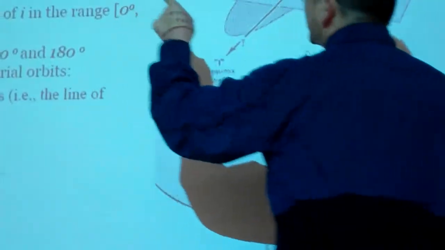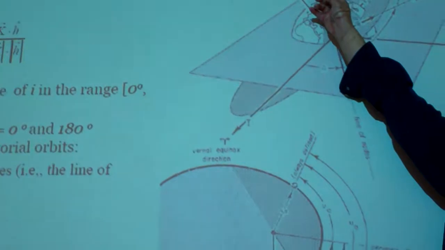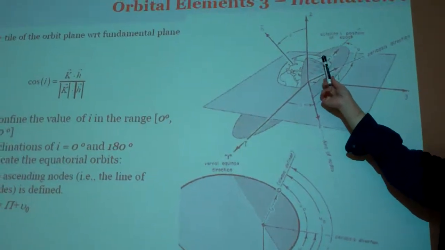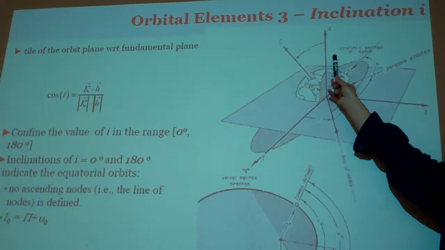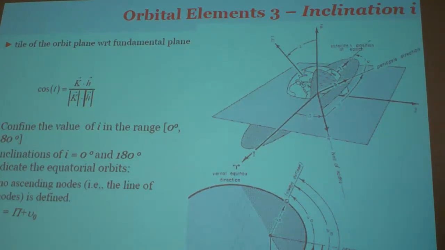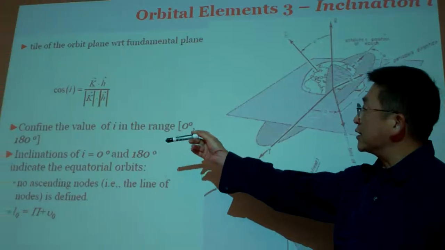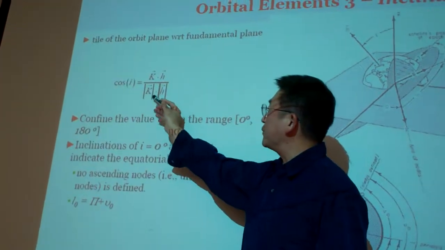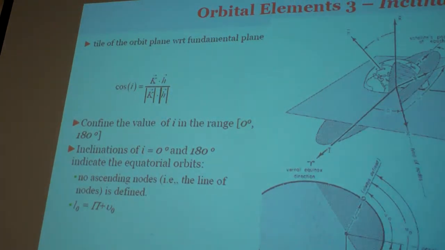For this page, we want to determine I. I is the angle between two vectors, K and H. So we plug into that formula, K dot H, and then divide by the magnitudes. That's it.